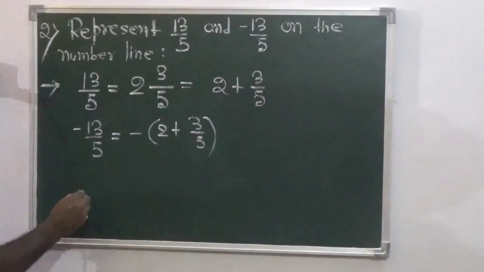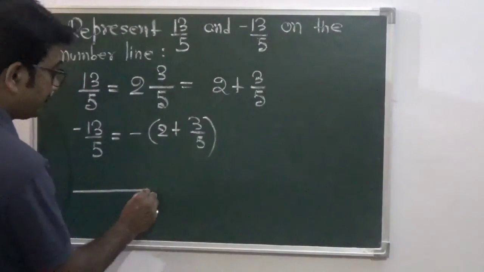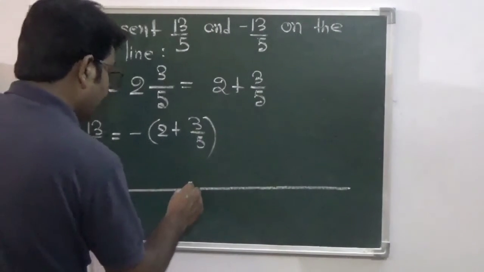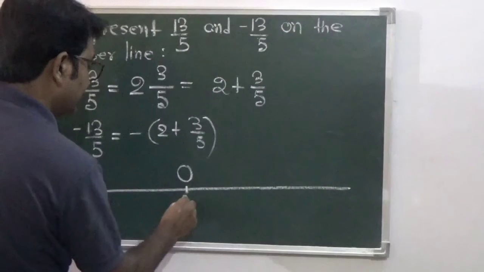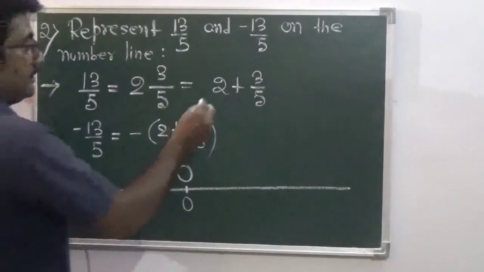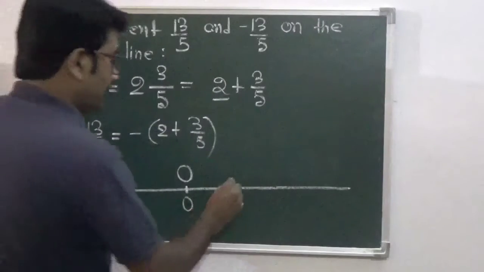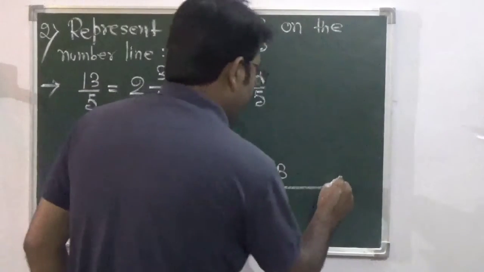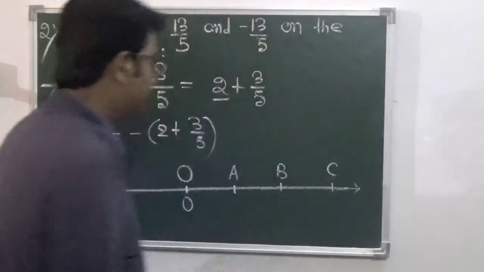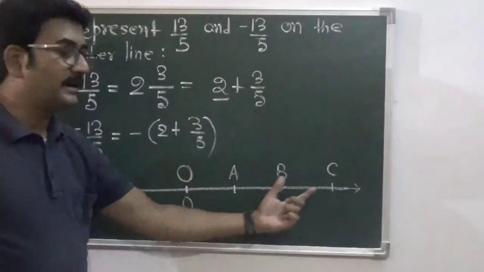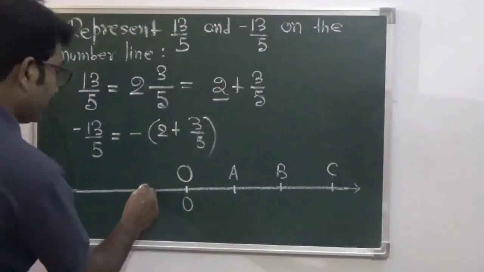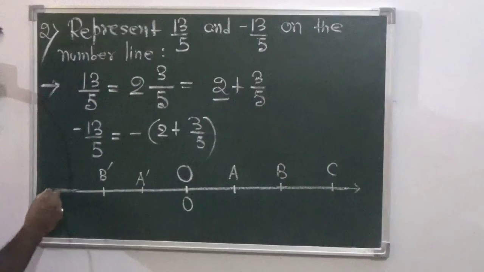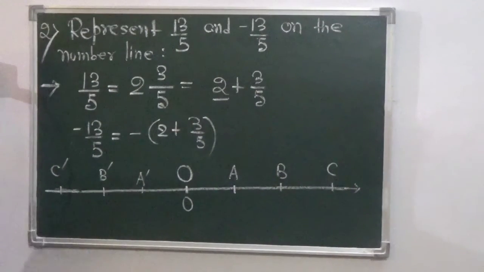So now we have to plot with the same criteria. We will draw a line. We mark a point O which represents the integer 0. Here the whole number part is 2. So let us mark unit lengths OA, AB and BC. So we take 3 unit lengths OA, AB and BC. Similarly on the left hand side also we will take OA dash, A dash B dash and B dash C dash.